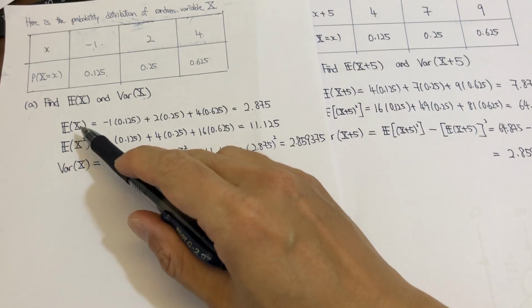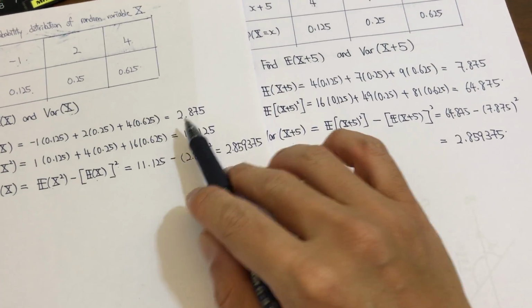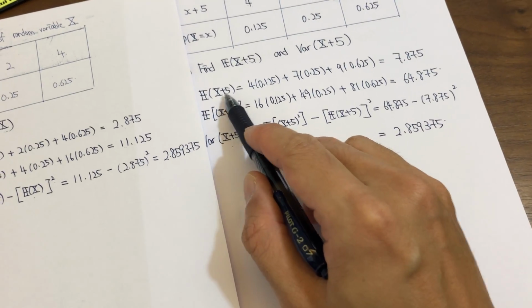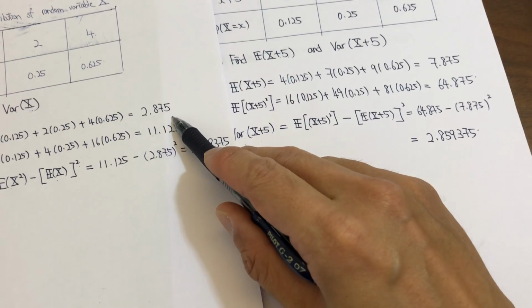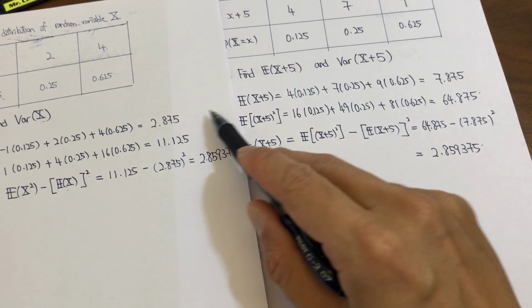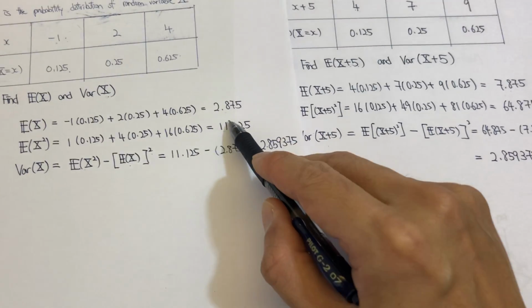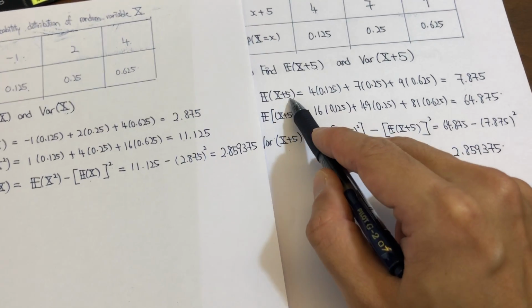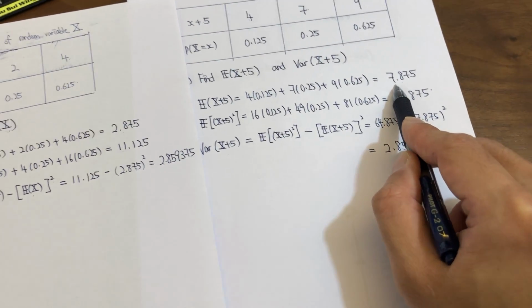So this is the expected value of x, 2.875, and this is the expected value of x plus 5, which is 7.875. Do you see the difference? Yes, the difference is just 5. So when the expected value of x is 2 point something, the expected value of x plus 5 is just 2 point something plus 5, which is 7.875, just plus 5.